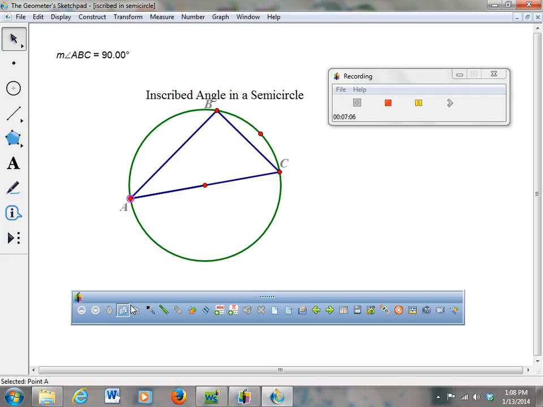Easy? Got it? Okay, next one, a cyclic quadrilateral.